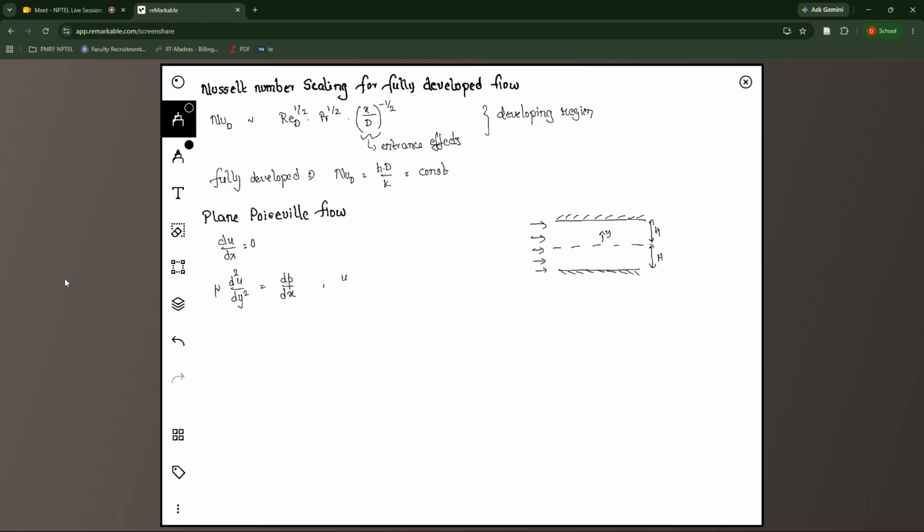and the boundary conditions are at both the walls, plus or minus h, we have no slip condition. So once you solve this, you can actually get the velocity profile, which is a straightforward exercise in fluid mechanics. So I'm not going to repeat that again.